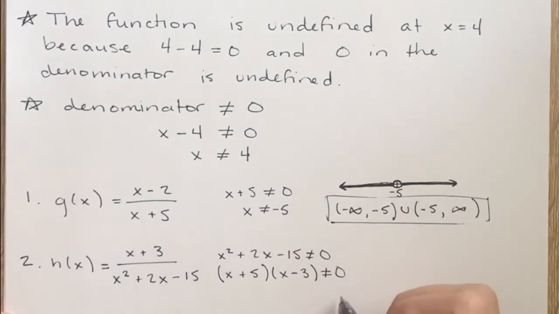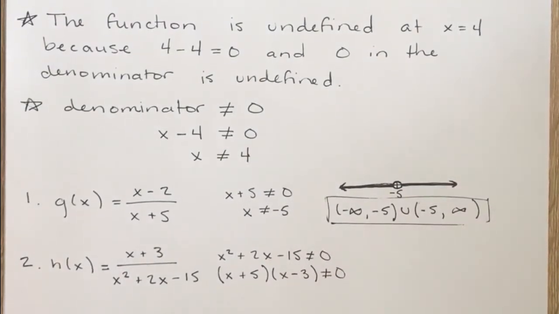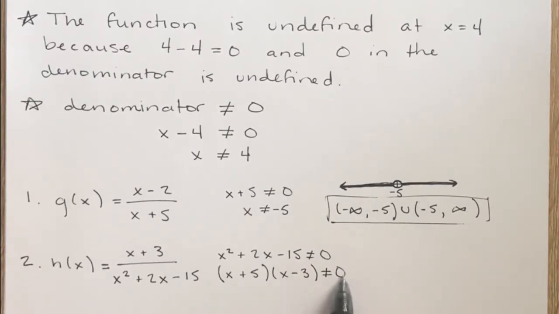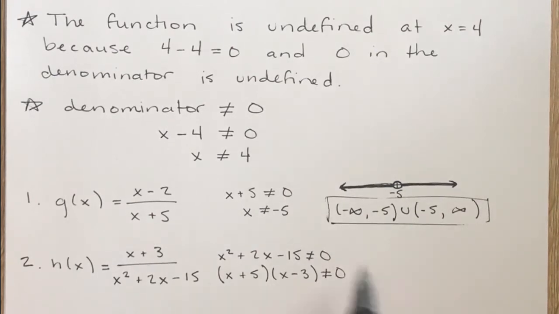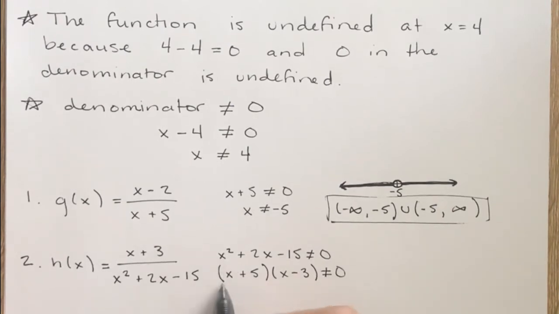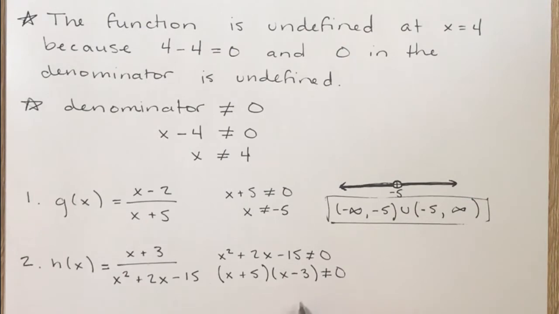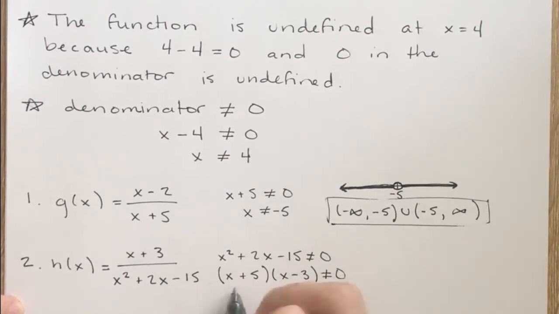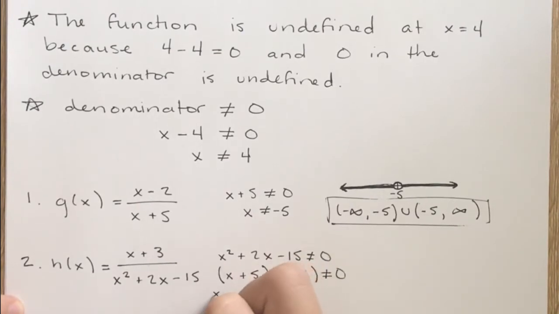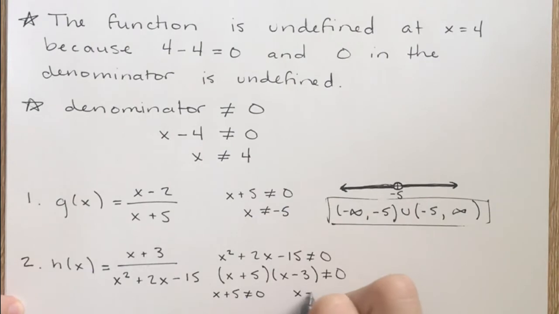The reason why we factor is that what we can do now is we know we've got two things that we're multiplying together to get 0, potentially, right? This whole thing is going to be 0 when either this is 0 or this is 0. There's no other way for us to get 0. One of these has to be 0. So we check and see where this is 0 and where this is 0.